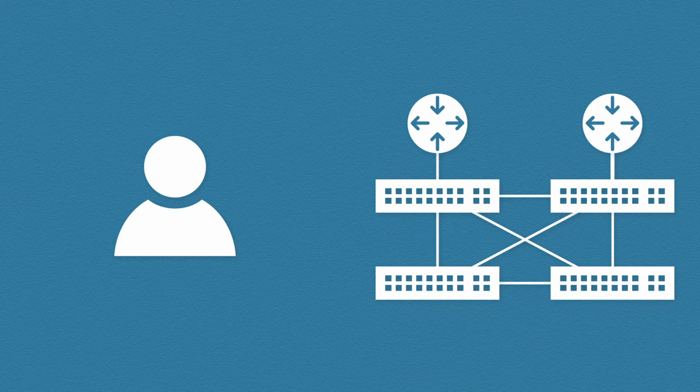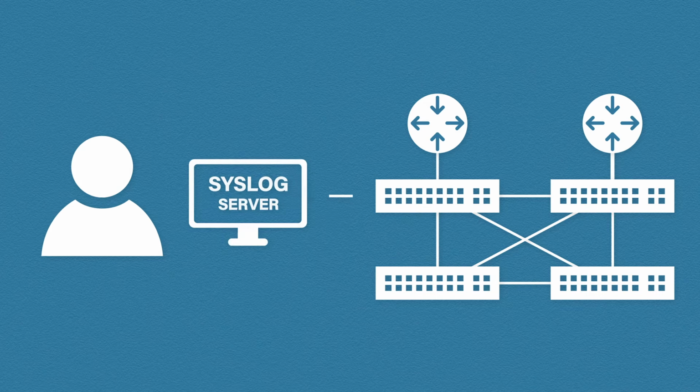So Bill decided to find a solution, and he discovered Syslog servers. A Syslog server allows all of his network devices to send their log information to one centralized place. The log messages will be sent on UDP port 514 to the Syslog server. From here, he can manage, search, and archive all of the log information.